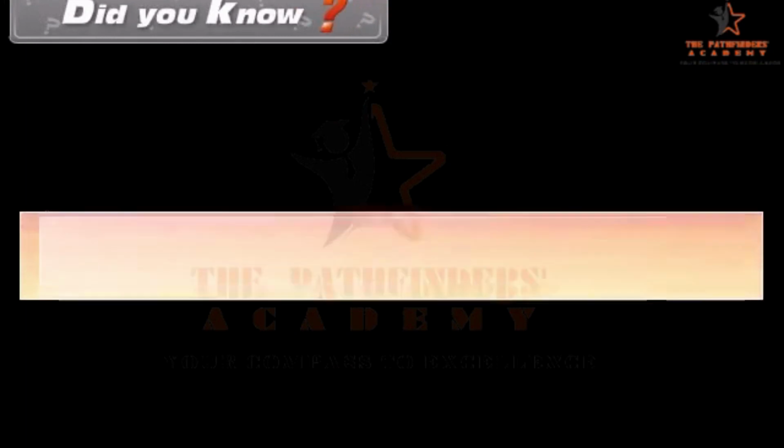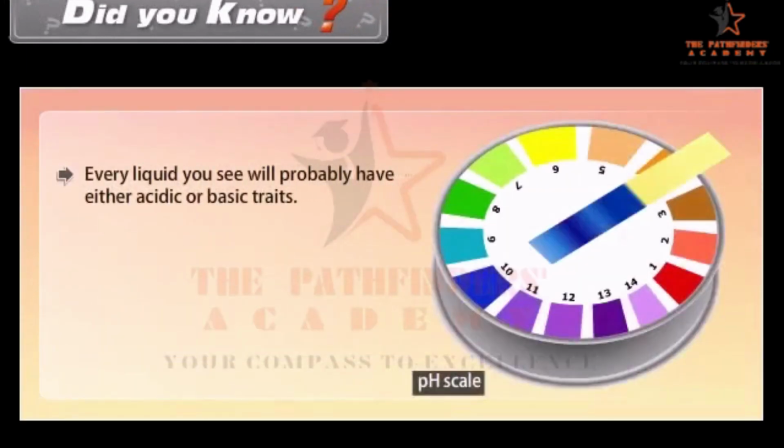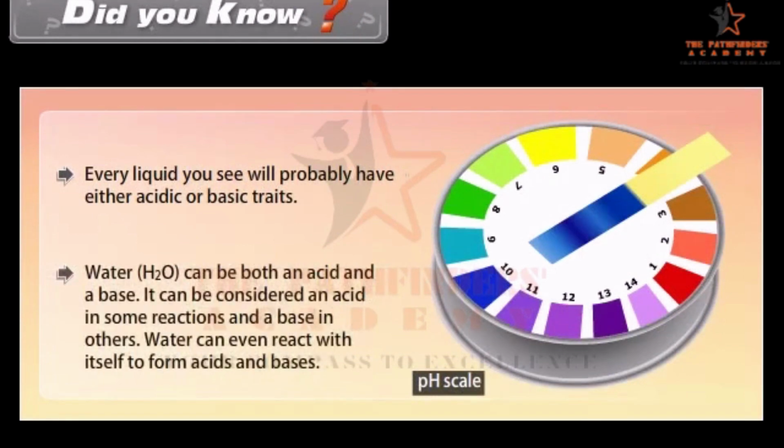Did you know? Every liquid you see will probably have either acidic or basic traits. Water, H2O, can be both an acid and a base. It can be considered an acid in some reactions and base in others. Water can even react with itself to form acids and bases.